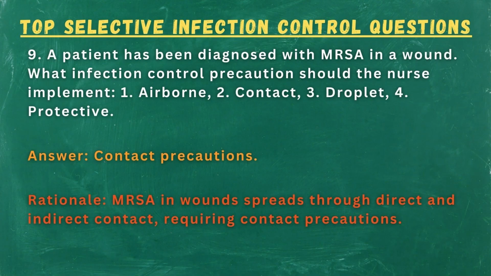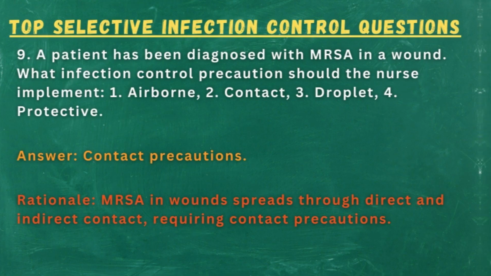9. A patient has been diagnosed with MRSA in a wound. What infection control precaution should the nurse implement? 1. Airborne. 2. Contact. 3. Droplet. 4. Protective. Answer: contact precautions. Rationale: MRSA in wounds spreads through direct and indirect contact, requiring contact precautions.